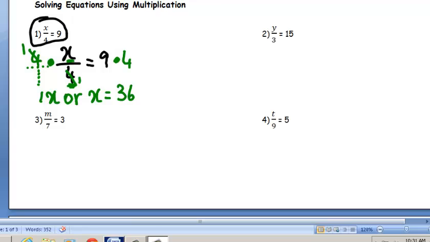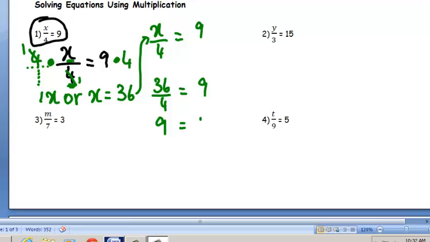Let's go back and check. x over 4 equals 9. The answer I got here is 36. So 36 divided by 4 equals 9. Is 36 divided by 4 equal to 9? Yes. So the 9 that I got is equal to the 9 that they gave me. So correct. Let's do one more problem.